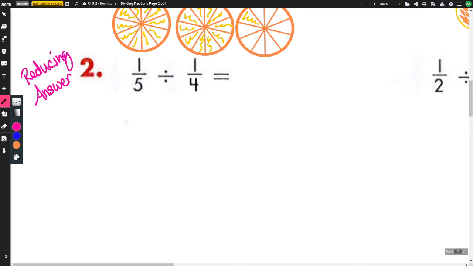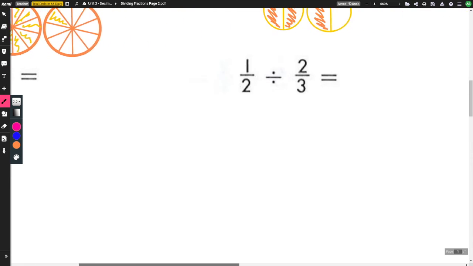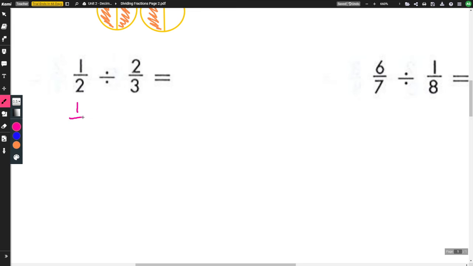Okay, so here I change the multiplication, and I flip. Then you just multiply across. 4/5. Nothing can go into 4 and 5, so that is my answer. Plus it's a proper fraction, so that's it. This one, I change the multiplication, and flip. 1 times 3 is 3. 2 times 2 is 4. Nothing can go into both 3 and 4. 3 is smaller than 4, so this is a proper fraction, and that's it.